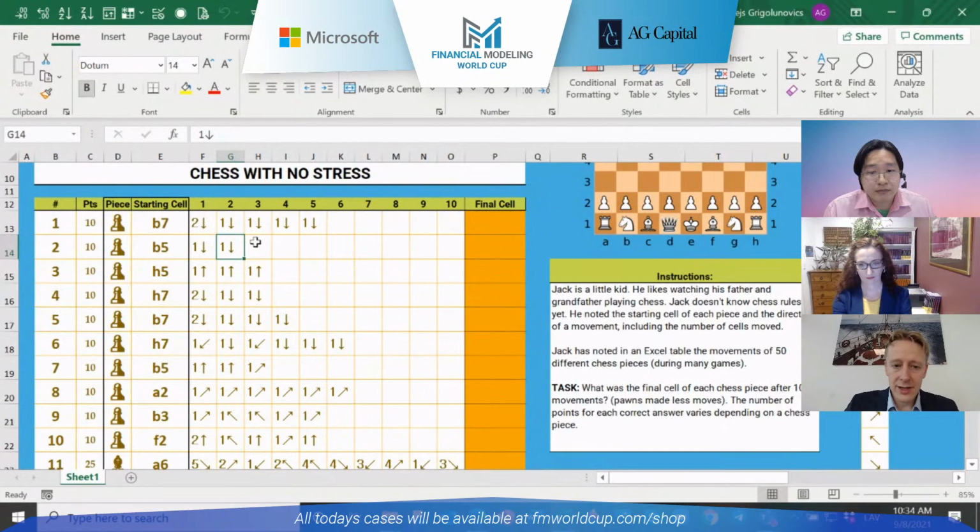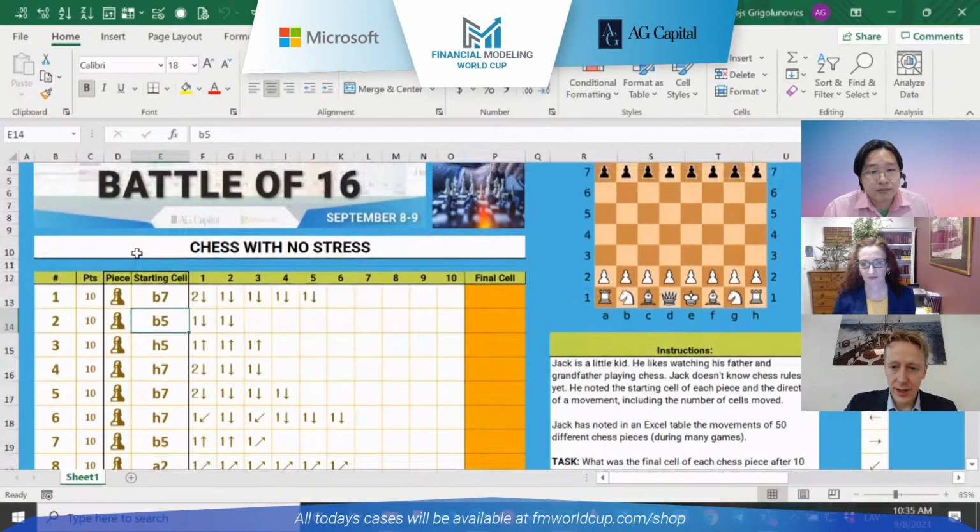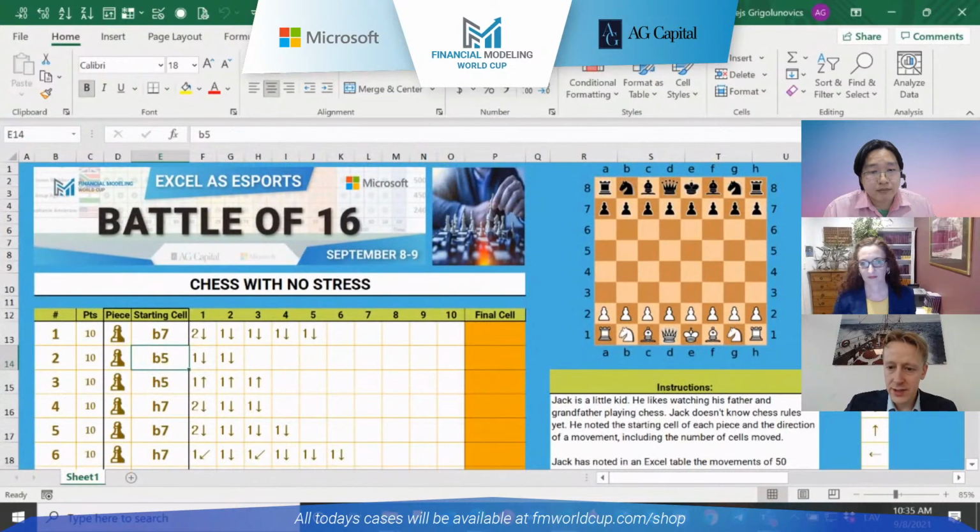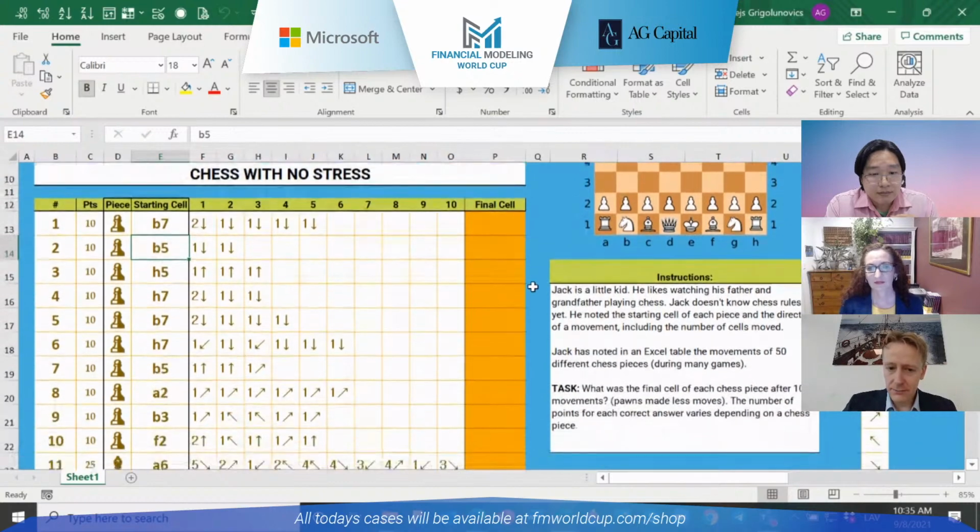Your goal here is to write what was the final cell on the board where this piece finished the game. In this case, that's going to be cell B3. For your convenience, we also have this board over here so that you see where the letters and numbers are, and each cell has its own address. Like this is cell A1, this is cell H8, and so on.